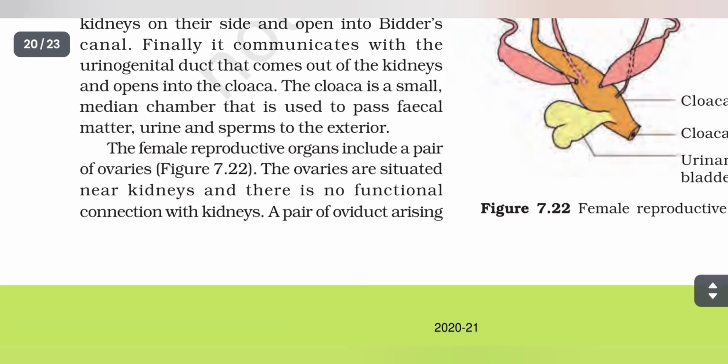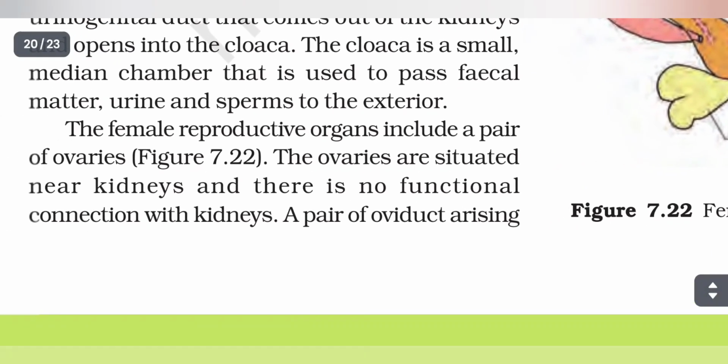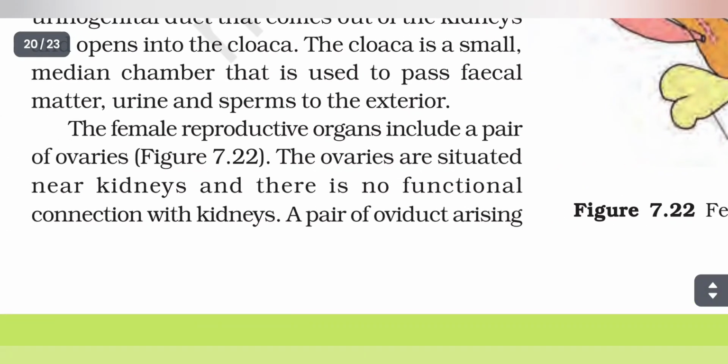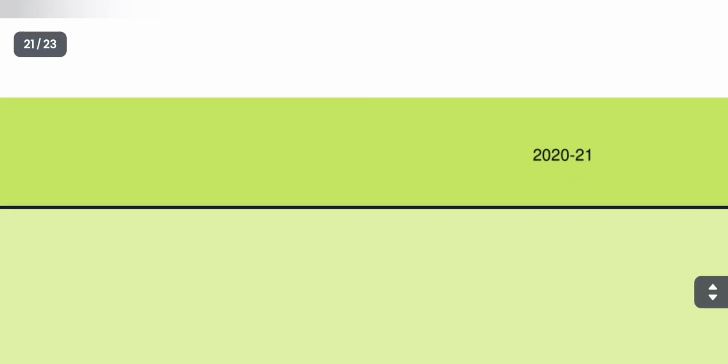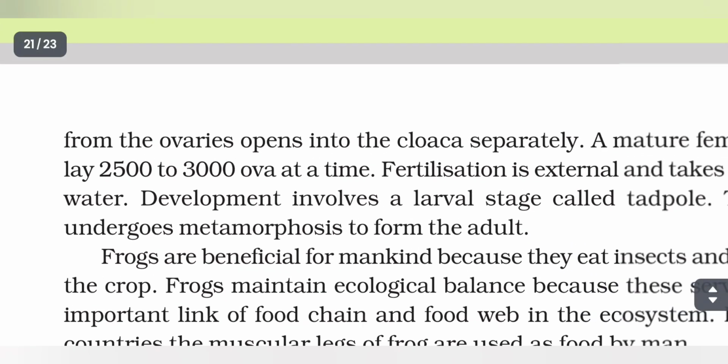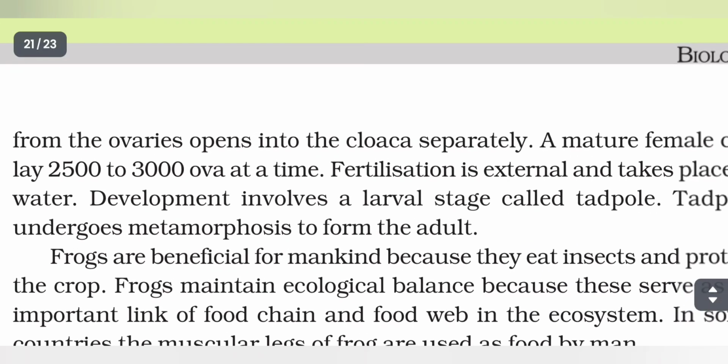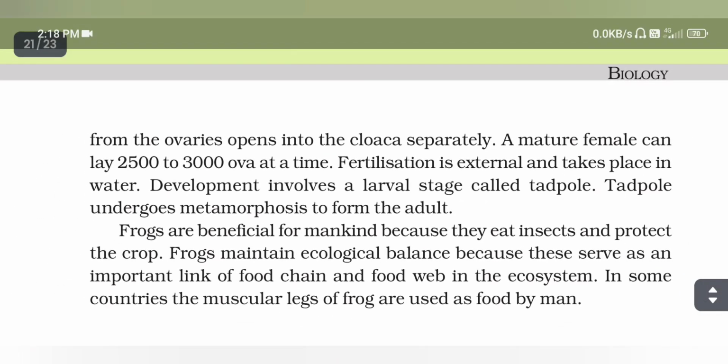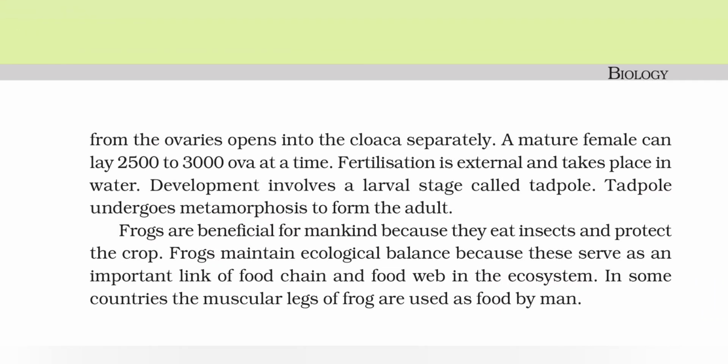Now, the female reproductive organs include a pair of ovaries. The ovaries are situated near the kidney and there is no functional connection with the kidneys. A pair of oviducts arising from the ovaries opens into the cloaca separately. A mature female can lay 2500 to 3000 ova at a time. Fertilization is external and takes place in water.